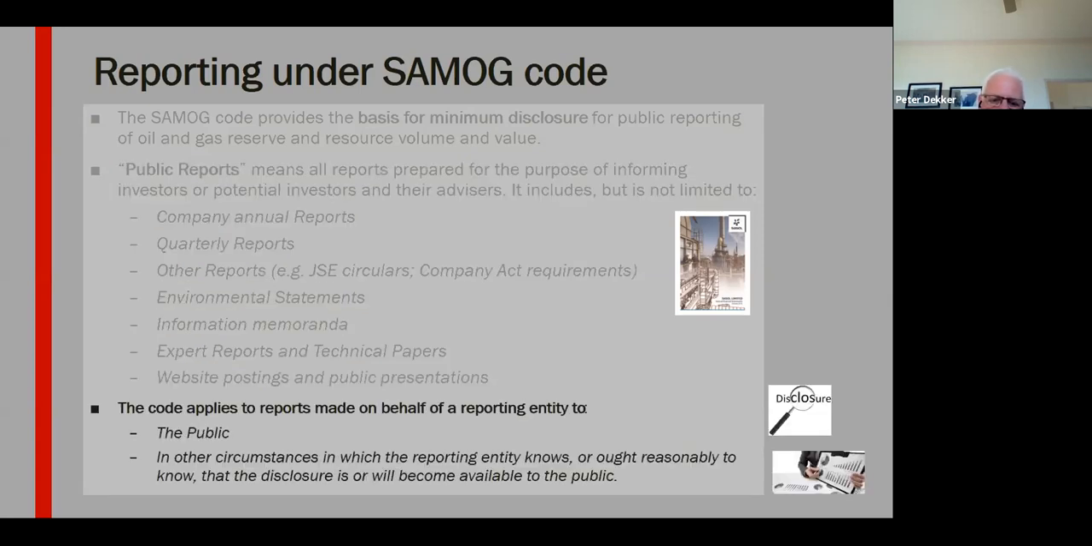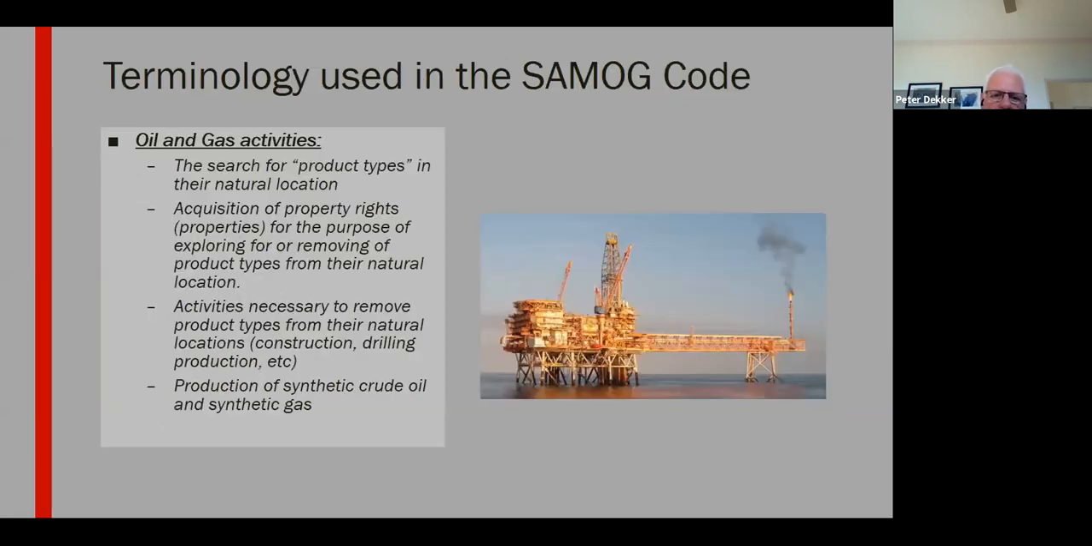The code applies to reports made on behalf of reporting entities to the public, and in other circumstances in which the reporting entity knows or ought reasonably to know that the disclosure is or will become public knowledge. So if they report under SAMOG, then they have to apply the standards as stated in the SAMOG code report if it becomes public knowledge.